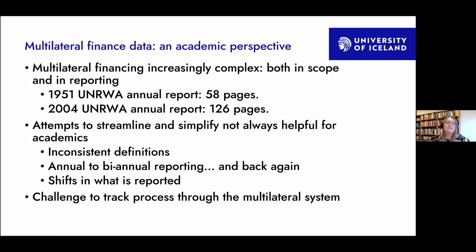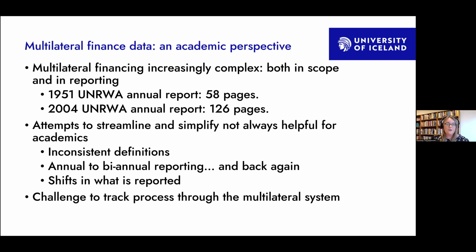Notably, many of the attempts we've seen to streamline and simplify are not always helpful for academics. We can see very well, reading through these reports, how this may be useful for donor states, for recipients, for the organizations themselves. But for us academics, sometimes this just creates more problems. For example, definitions are often inconsistent across organizations. What is a budget? What counts as earmarked funding? These are inconsistent across organizations, but also often within organizations over time. And unless you're really looking at all of the footnotes, if you're just working with the raw data, a lot of the time you miss these.